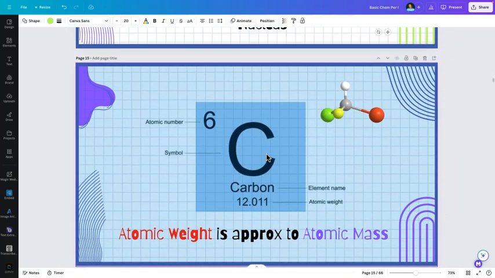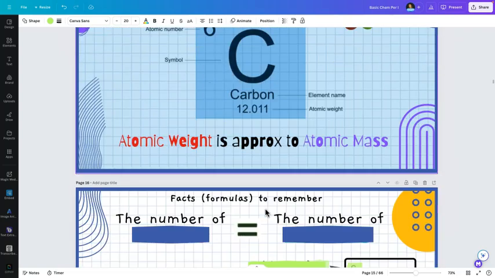Remember I told you that the number at the top is the atomic number, and the number at the bottom is the atomic weight. Atomic weight is approximate to atomic mass. In my class, atomic weight and atomic mass are going to be the same thing, okay? When you get to chemistry, you're going to learn that there's a little bit of difference, and you'll get a more real understanding of that. But for now, this is basic chem, so we're going to keep it basic.